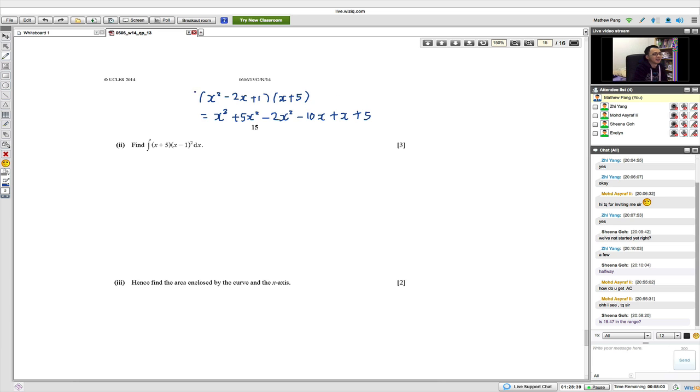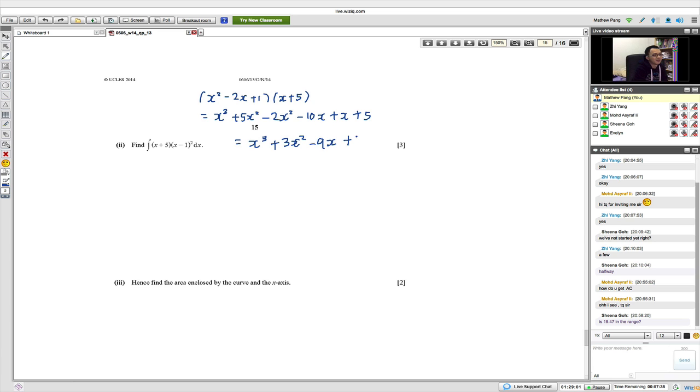Let me double check. X squared multiple x is x cubed. X squared multiple 5 is 5x squared. Negative 2x multiple x is negative 2x squared. Negative 2x multiple 5 is negative 10x. 1 multiple x is x. 1 multiple 5 is 5. Okay, it's correct. So this one will be x cubed plus 3x squared, and then minus 9x plus 5.